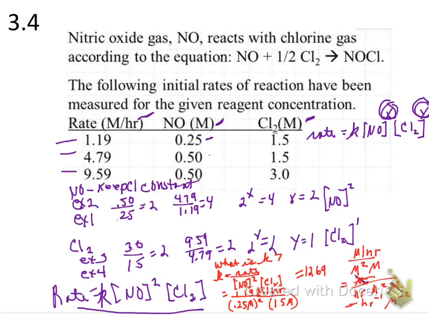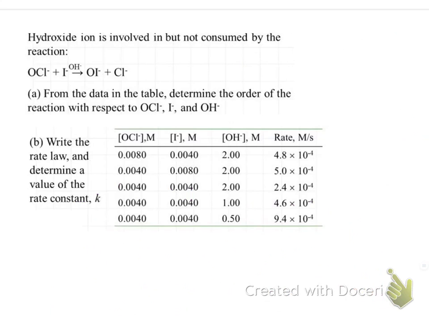Okay, so let's move forward and look at another problem. Here we have a hydroxide ion that is involved but not consumed in the reaction. So here we have our reaction, and over the arrow we see OH minus. That's a way to indicate that OH is a catalyst. It's not consumed in the reaction, but it does affect the rate of the reaction. So anything that's not an actual reactant that gets consumed, we put over the arrow.